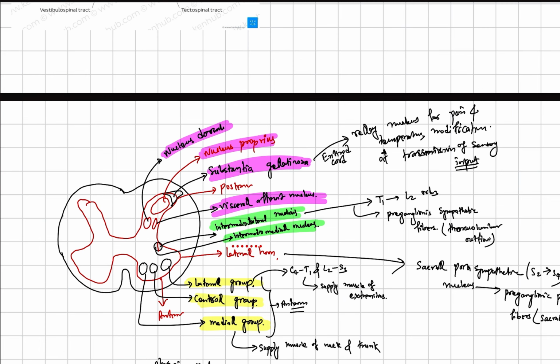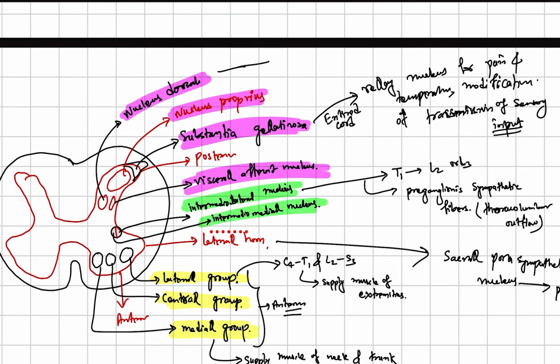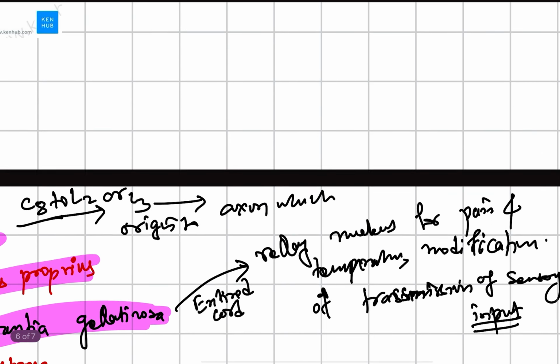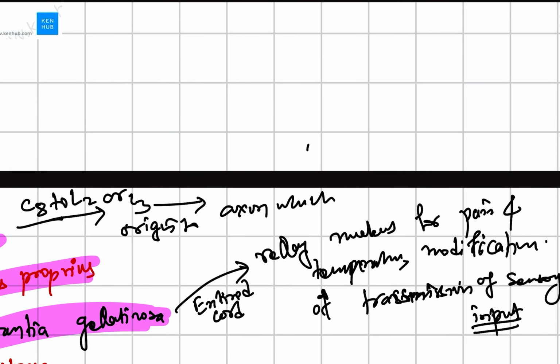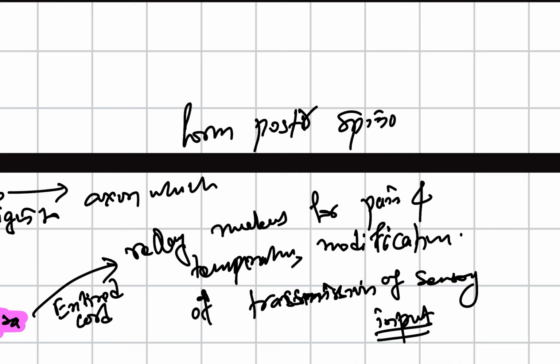Regarding nucleus dorsalis, it is found in C8 to L2 or L3, and its function is to give origin to axons which form the posterior spinocerebellar tract.